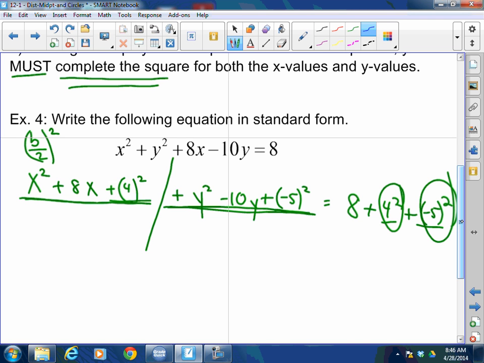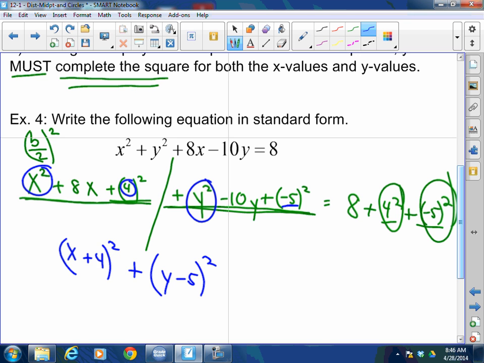Now, remember my trick. Make a perfect square: the square root of x squared plus the inside, squared, plus the square root of y squared plus the inside, so that's (y - 5) squared, equals 8 plus 16 plus 25. So what, that's 49? Is that right? Boom, done.